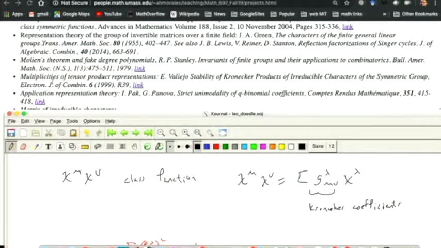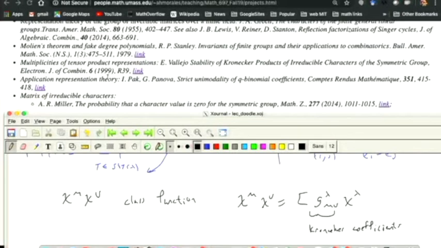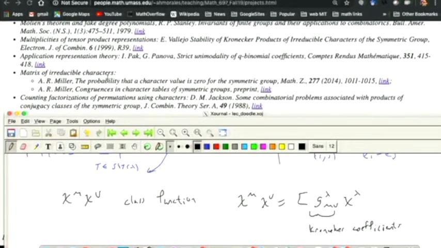However, we don't have a combinatorial rule, so kind of different to the story about Littlewood-Richardson coefficients. We don't have a rule about these coefficients. That's a big open problem in algebraic combinatorics. So this paper by Ernesto Vallejo studies some stability property of these coefficients that was first discovered by Murnaghan.